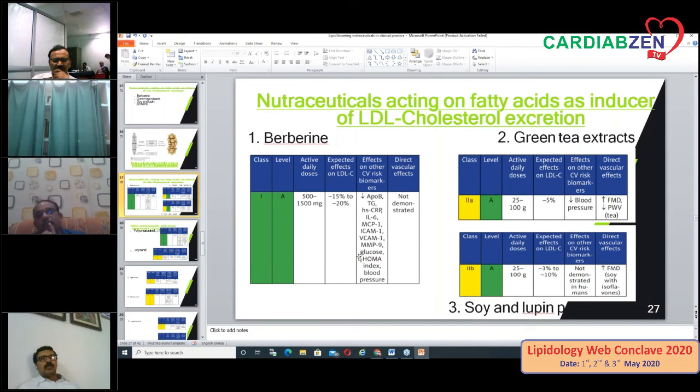Potential benefit effect, the direct vascular effects are there. Now class 2B, yes, of course, in 5 to 100 gram dosage, LDL cholesterol reduction is approximately 10%. Effect on CV risk biomarkers are not demonstrated yet, but yes, with soy and isoflavonols, direct vascular effects are noted with soy and other proteins.